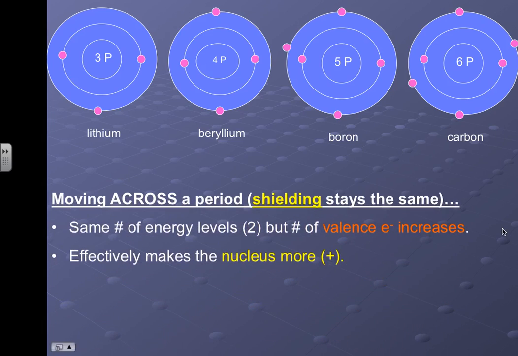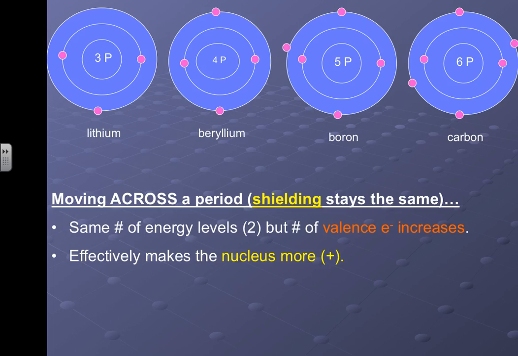So as you move across a period, shielding will stay the same. So just kind of take that for what it is right now. As you move across the period, shielding will stay the same. Across the period means, again, left to right. Shielding remains constant, and that's because they have the same number of energy levels, which is 2.